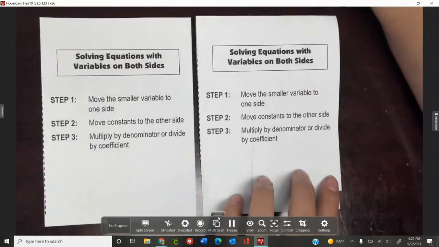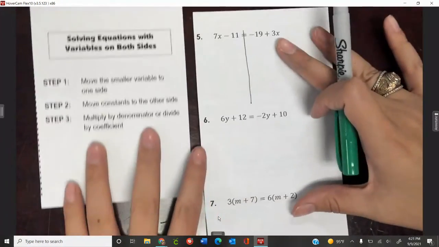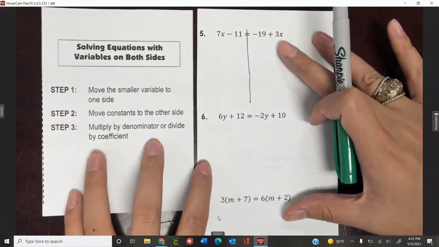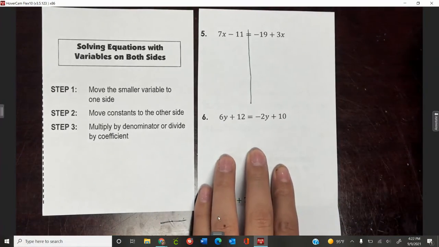Okay, in this video, we're going to be solving equations with variables on both sides. So I'm going to have all my steps on the left, and let's go ahead and look at number 5. For number 5, it says we have 7x minus 11, and this equals negative 19 plus 3x.